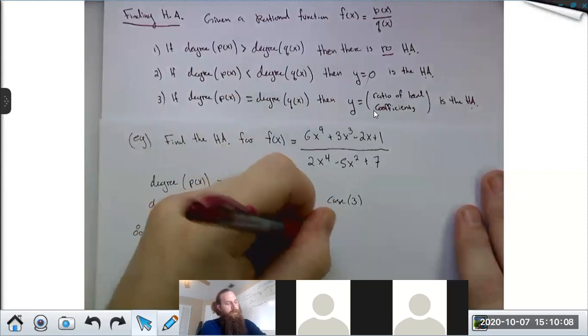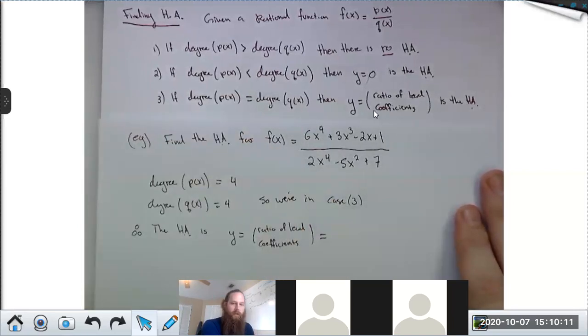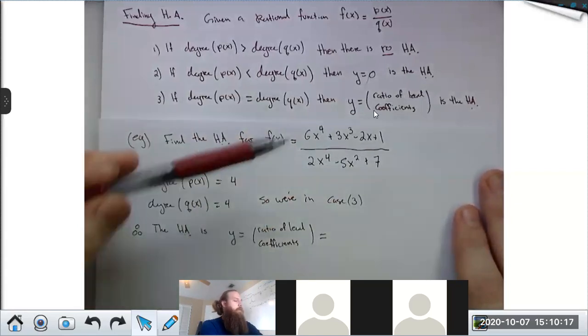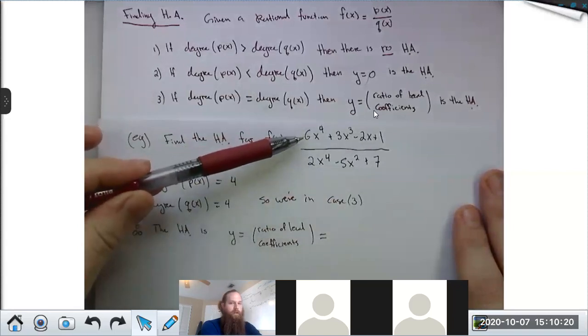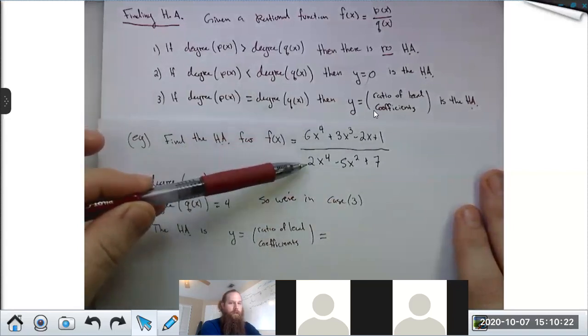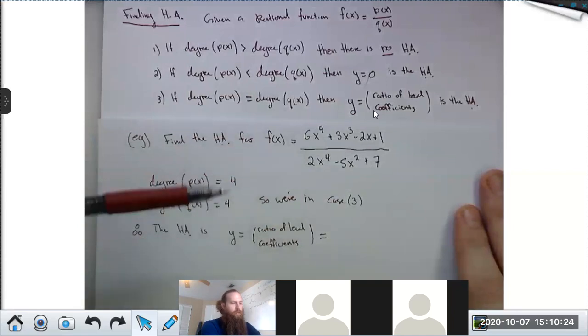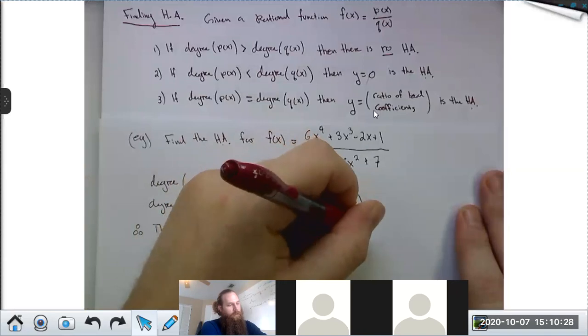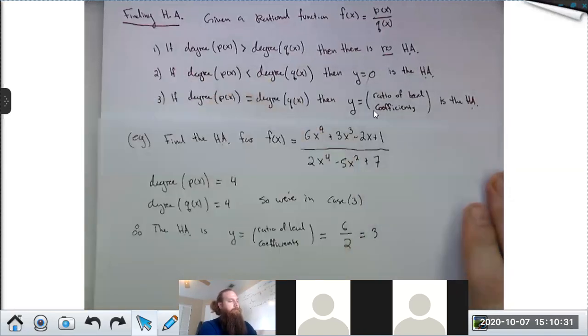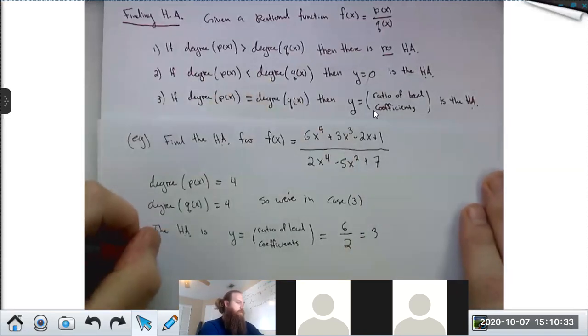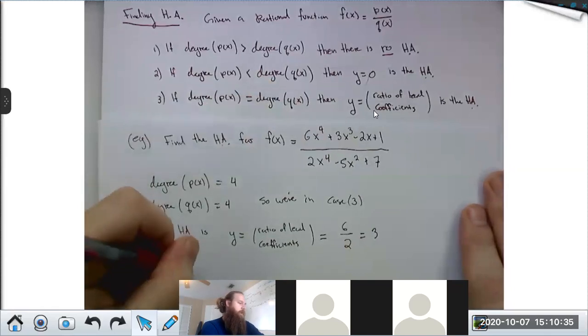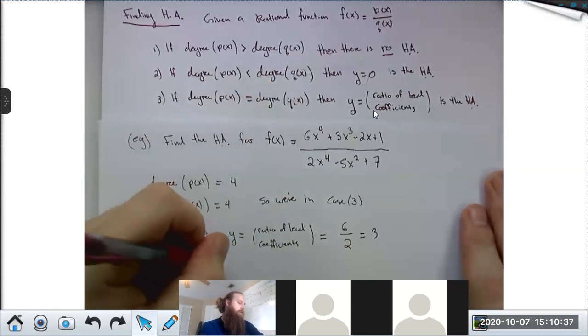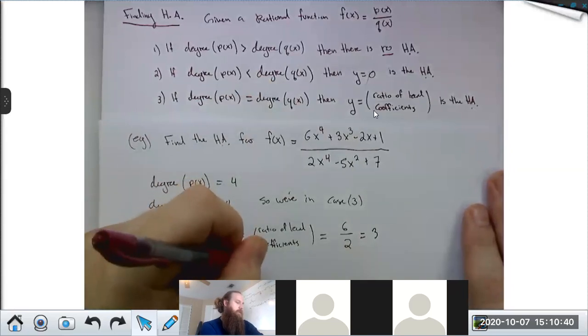So what does that mean? Well, that means you take the lead coefficients and you form a ratio or fraction out of them. The lead coefficient of the top is 6. The lead coefficient of the bottom is 2. So I form the ratio 6 over 2, which is 3. So, i.e., y equals 3 is the horizontal asymptote.